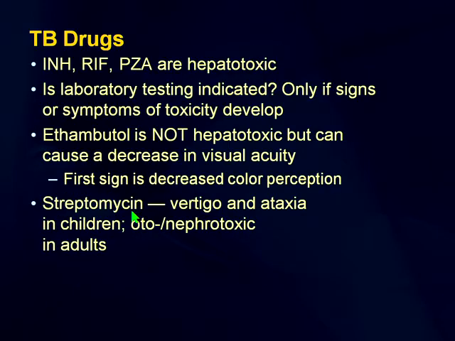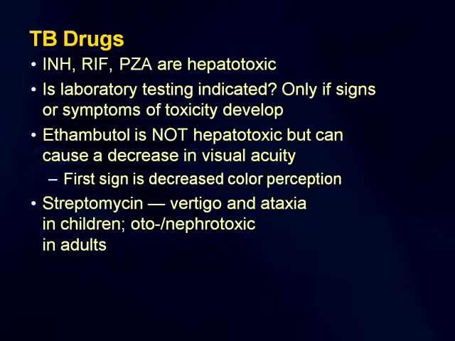With these drugs, just remember INH, rifampin, PZA are hepatotoxic. Remember INH, you get the peripheral neuropathy that we had in the test question. So remember that. What about testing these people with lab? Generally it's out. We don't do that anymore. So you need to check their liver functions only if they have symptoms.